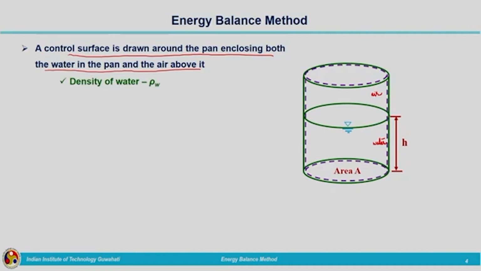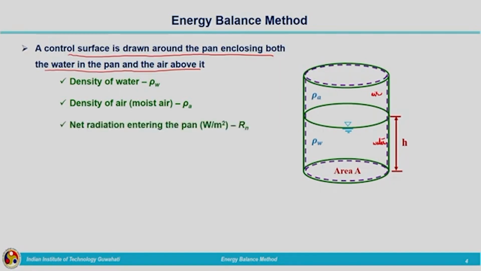Now, let us see different parameters related to the quantities which we are considering here. Density of water we are representing by rho W. Density of air, that is the moist air, just above the water surface in the pan we are having the air along with the moisture, that is the moist air. The density of moist air is rho A.